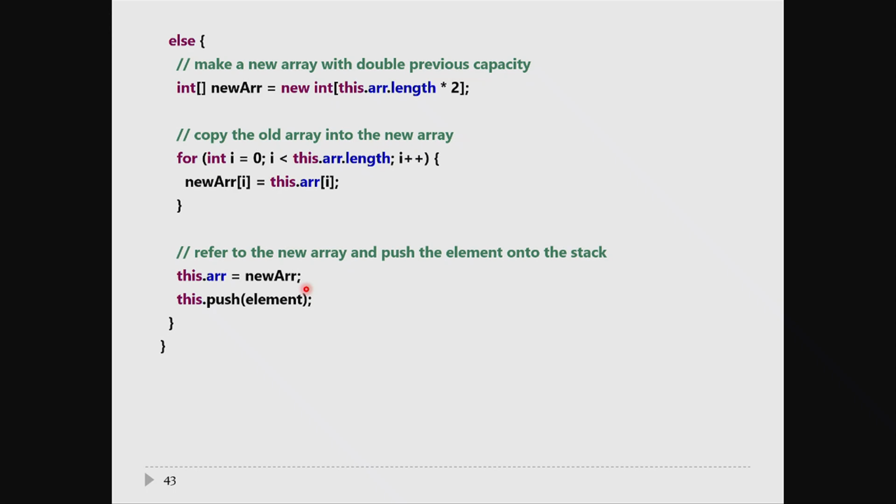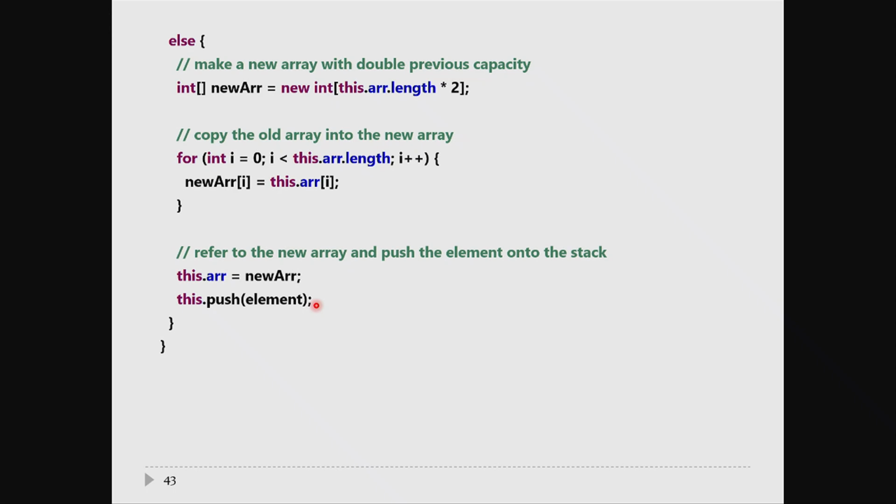Now what happens to the old array? So the old array in Java, as soon as you no longer have a reference to the old array, the Java virtual machine can eventually come along and clean up the memory that was associated with the old array. The only thing that has a reference to the internal array is the stack object itself. So if you write this.array equals something else, there's no reference to the old array anymore. And now the garbage collector can come along and clean up the old array. And then finally, I can push the element onto the stack.